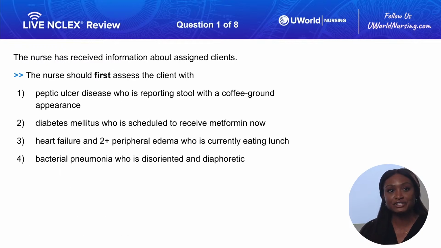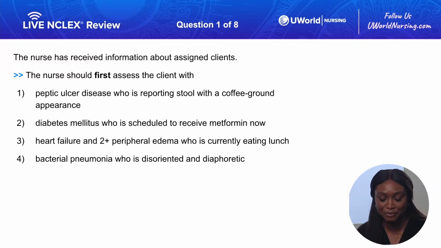So, first question, the nurse has received information about assigned clients. The nurse should first assess the client with what? Option 1, peptic ulcer disease, who is reporting stool with coffee ground appearance. Option 2, diabetes mellitus, who is scheduled to receive metformin now. Option 3, heart failure and 2+ peripheral edema, who is currently eating lunch. And option 4, bacterial pneumonia, who is disoriented and diaphoretic. Let me know which one you think we should assess first, which is our biggest priority at the moment.